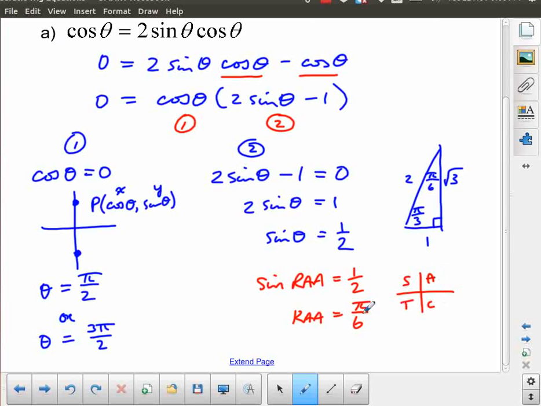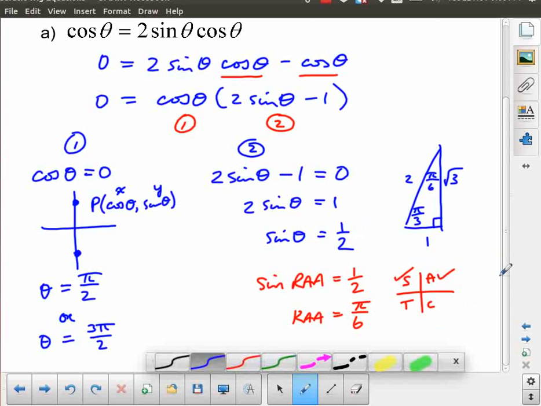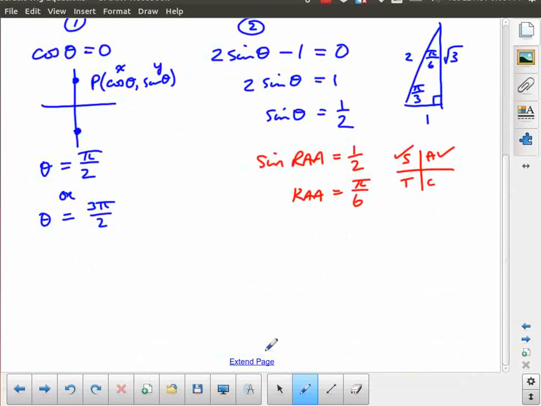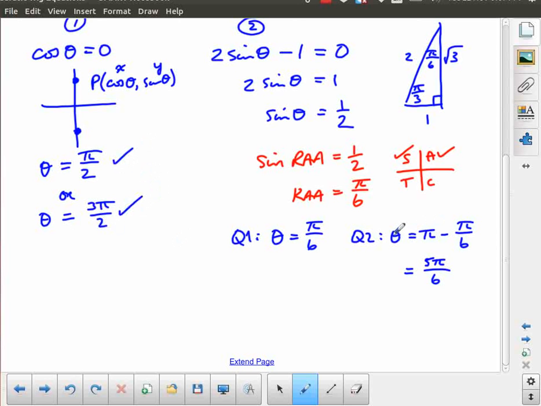So now that I know the related acute angle, I ask myself, where is sine positive? Sine is positive in quadrant 1 or quadrant 2. So now I know my values for theta. The value for theta in quadrant 1 is simply the related acute angle, which is pi by 6. And in quadrant 2, my value for theta is going to be pi minus the related acute angle, pi by 6, which works out to be 5 pi by 6. So as you can see here, I actually ended up with 4 possible solutions, 3 and 4, and all of those are valid.